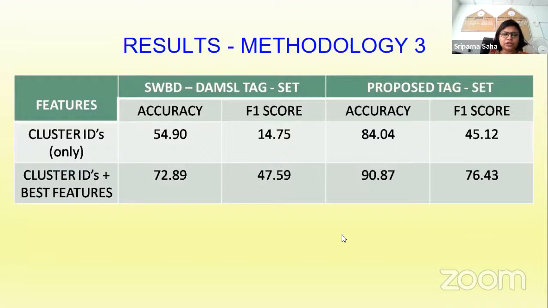In methodology 3, we apply k-means clustering. As I mentioned, we are applying clustering on the word embeddings and grouping the words into homogeneous clusters. Then we replace the word by the cluster ID. So we have the cluster IDs and also all the base set of features. These are the results with the original Switchboard corpus. We are getting an F1 score of 47%. With the proposed tag set, we are getting 76.44.